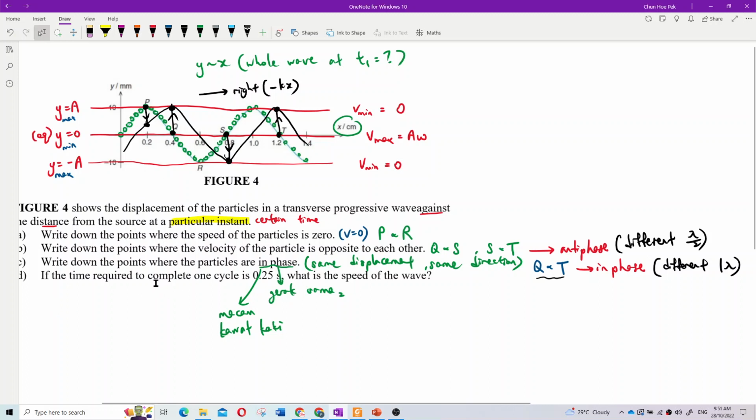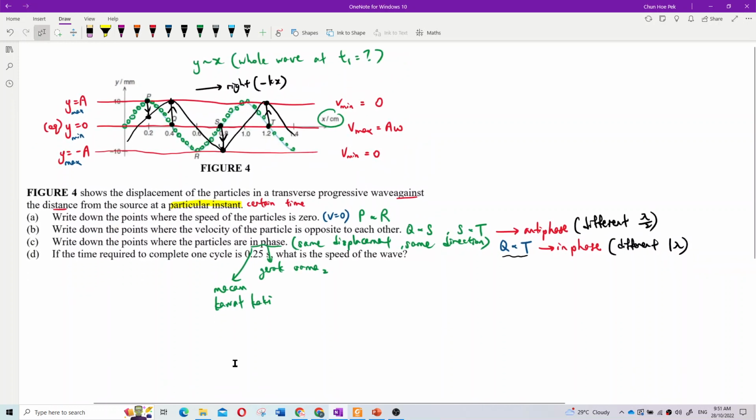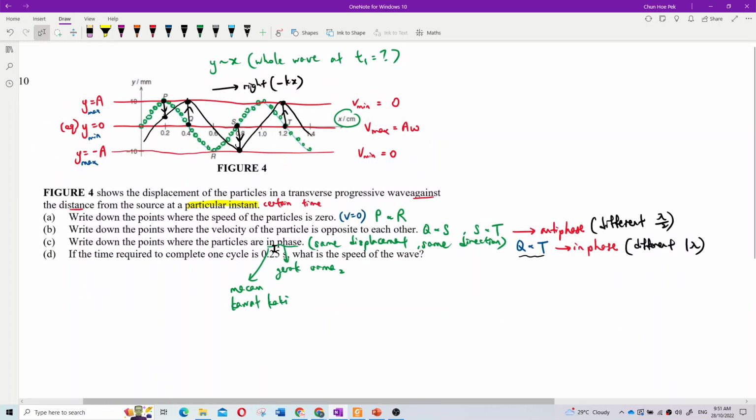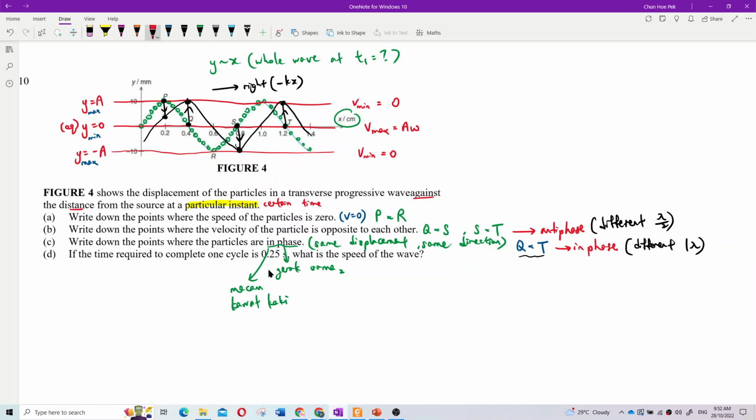Perlahan saya explain kan? So if the time required to complete one cycle is 0.25 seconds, what is the speed of the wave? Time required to complete one cycle 0.25. Apa maksud? What is 0.25 ini? Time for one cycle is apa maksud? Period. Bagus. Period.